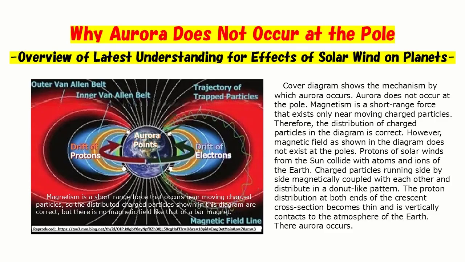Protons of solar winds from the Sun collide with atoms and ions of the Earth. Charged particles running side by side magnetically couple with each other and distribute in a donut-like pattern. The proton distribution at both ends of the crescent cross-section becomes thin and vertically contacts the atmosphere of the Earth. There aurora occurs.